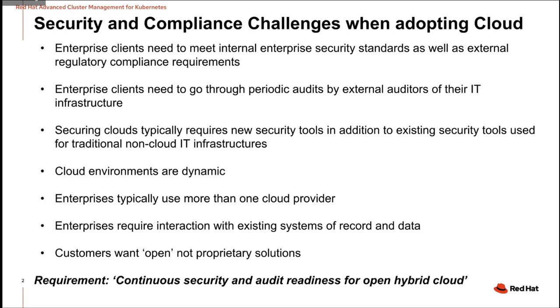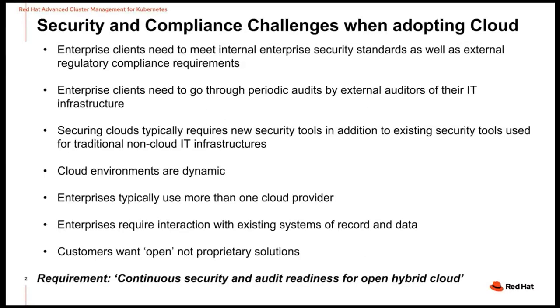Okay, this chart basically talks about the various security and compliance challenges that customers face when they adopt cloud. Specifically, the key thing I wanted to highlight here is customers generally have to meet various enterprise standards as well as industry standards. For example, if they are in regulated industries like financial, healthcare, et cetera, they have to meet standards like PCI, HIPAA, et cetera. And they also want to adopt open technologies, and they typically have to deal with more than one cloud provider, and they also need to go through multiple audits. So really what they're looking for is the ability to maintain security and audit readiness on a continuous basis. And they want to do that for open hybrid cloud.